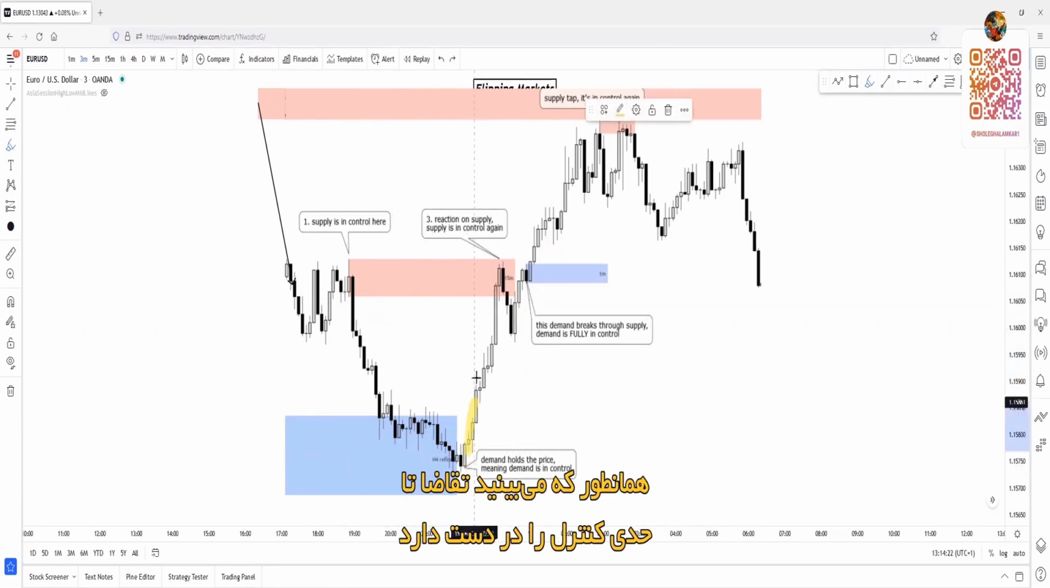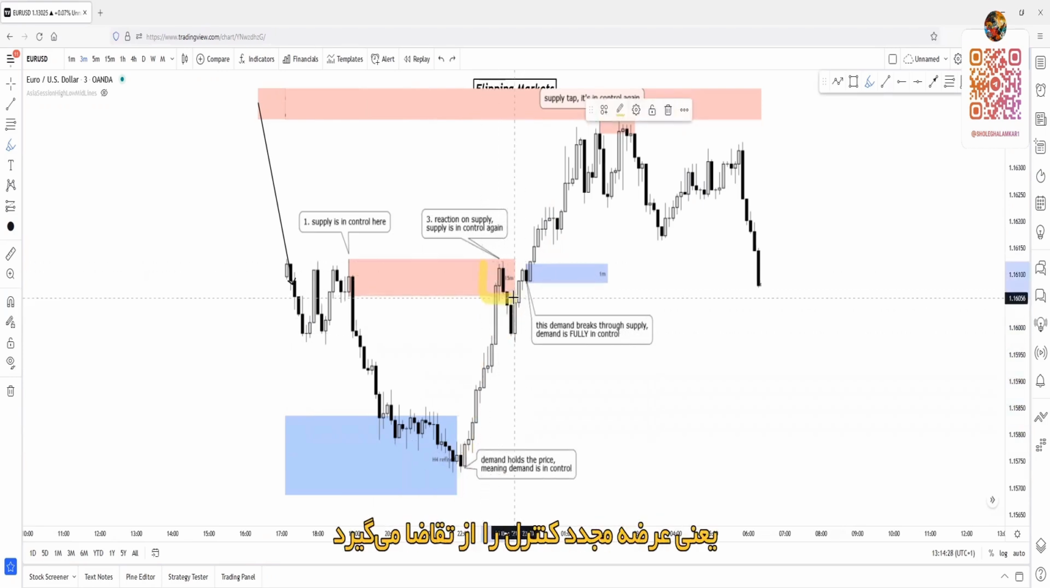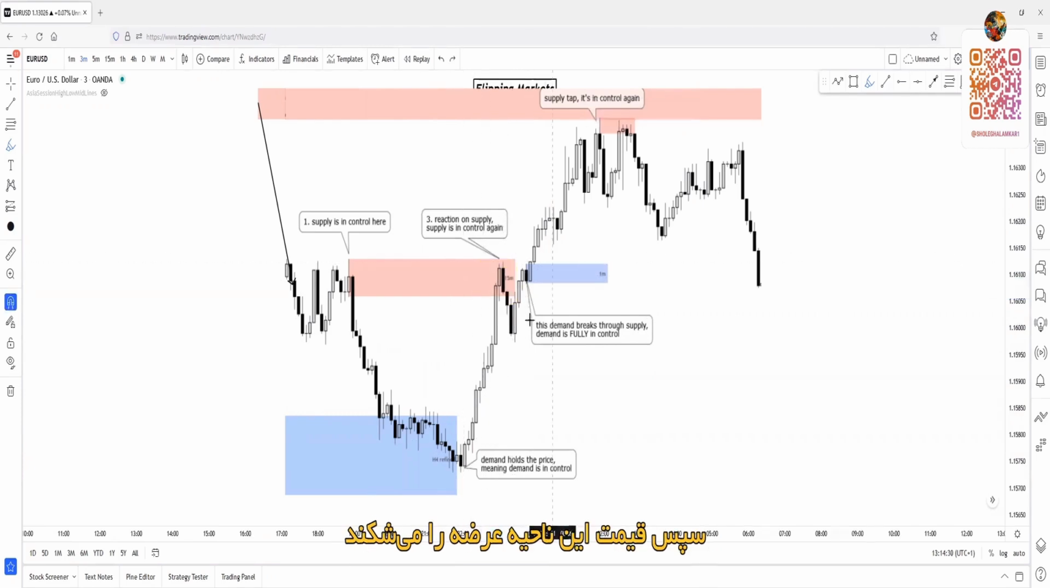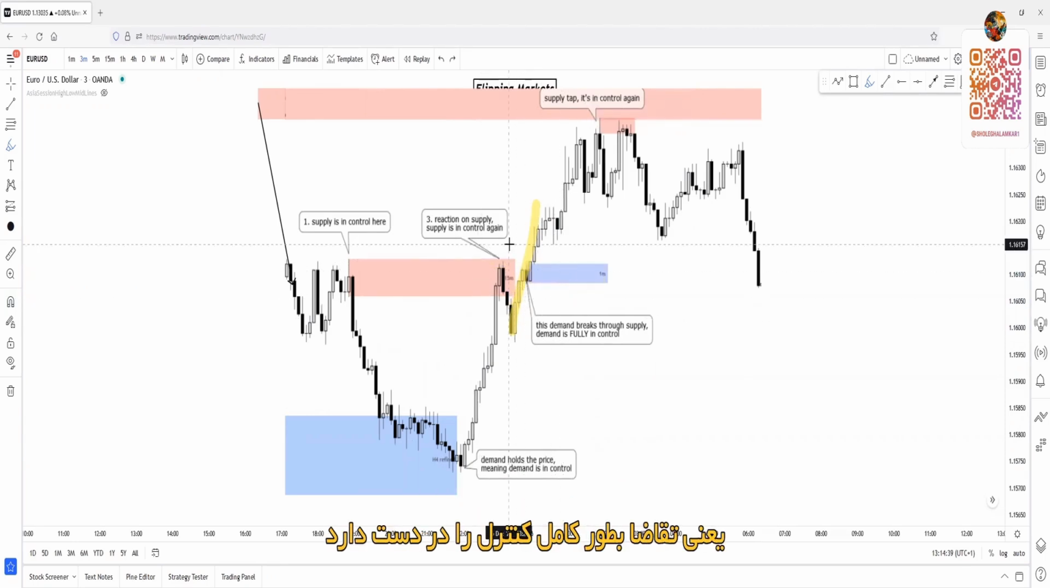Okay, as you can see, demand was partly in control, reacted on this supply zone, had a rejection, which means supply took over control from demand again. After this, price broke through this supply zone and created a demand zone that did a supply breaking movement. This means demand is fully in control now.